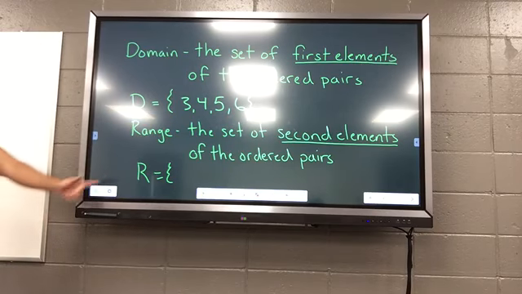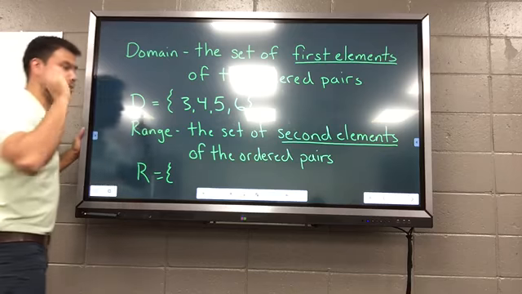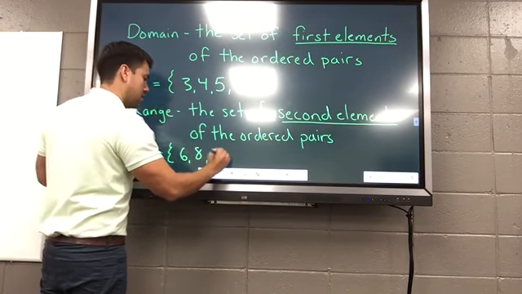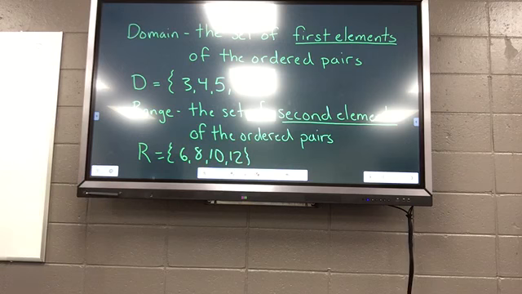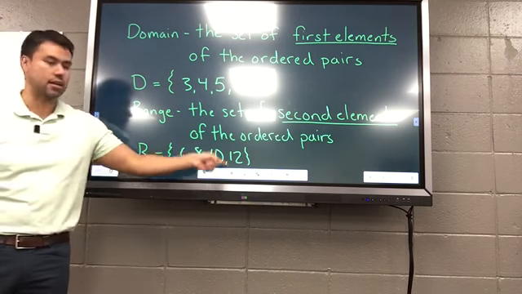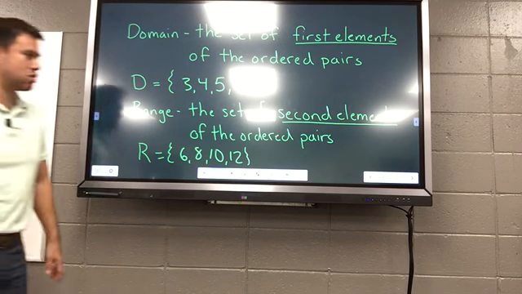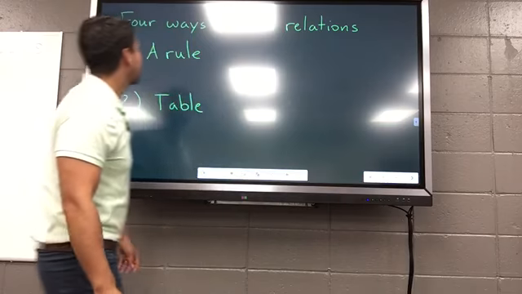All right, what's the set of second elements in this ordered pair relation? 6, 8, 10, 12. Are you guys able to do that? You can look at ordered pairs and say, I can list out all the first elements of the ordered pairs. I can list out all the second elements. Pretty straightforward. Okay, that's one way to look at a relation. We're going to look at 4 ways.